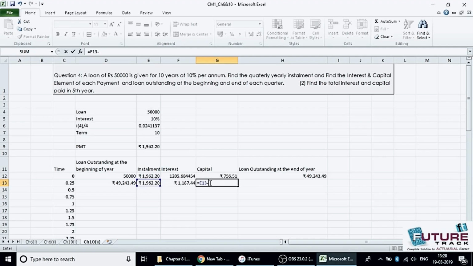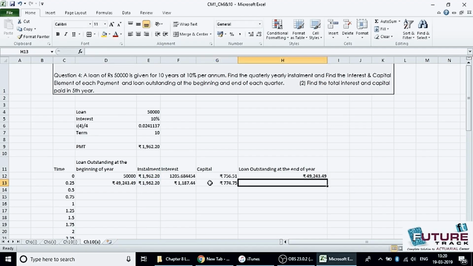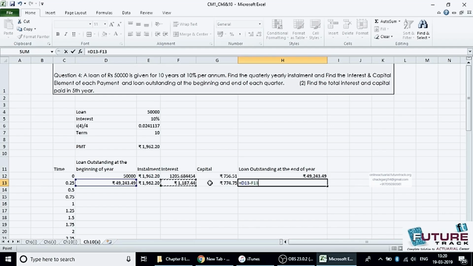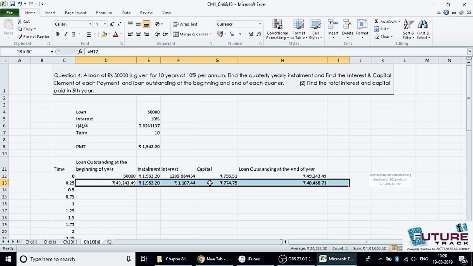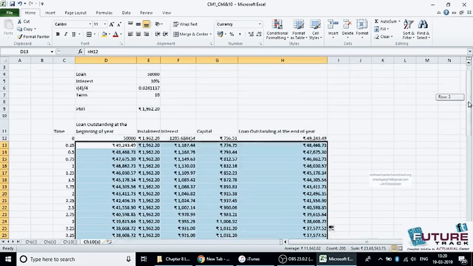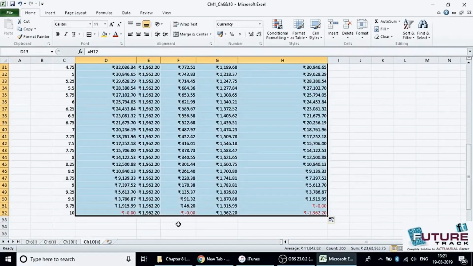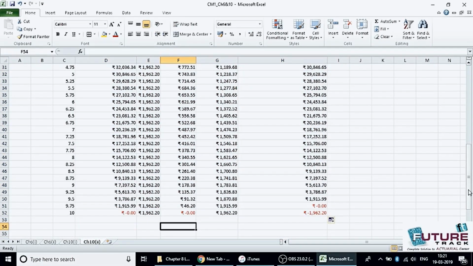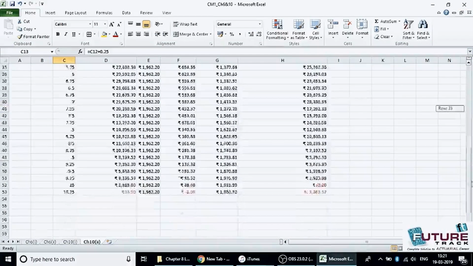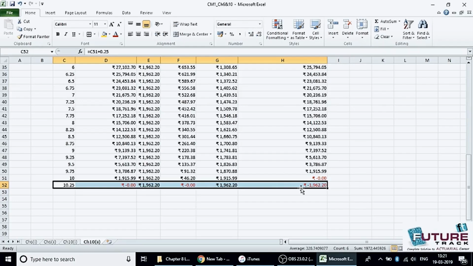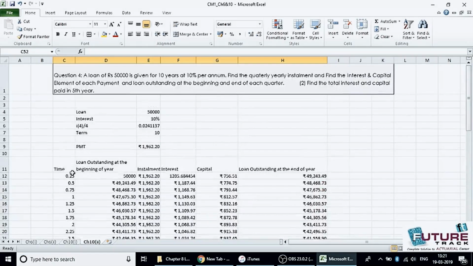Fine. So we get this capital part. This is my installment minus the interest. We get a capital. Loan outstanding, this minus this. Fine. We get this. Now the best part, select this, put cursor here, double click. See, it is filled, and the last answer. Oops, I've done something wrong. Okay, so it does not start from 0. The first installment is at 0.25. Sorry, so that is why it is giving the problem. So see, this is gone. Sorry. Fine. The first payment is at the first quarter.